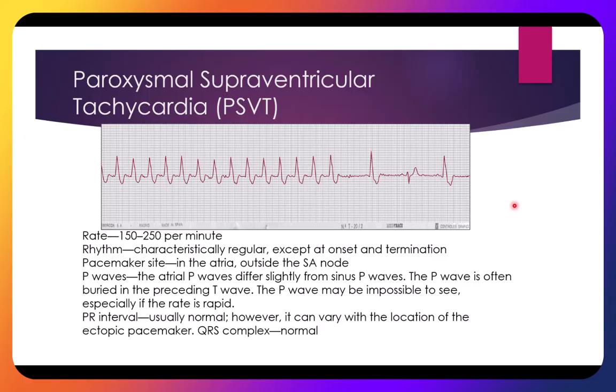Your QRS is going to be normal, okay, as far as width. So it's not going to be any wider than 0.12 seconds or 3 small boxes.